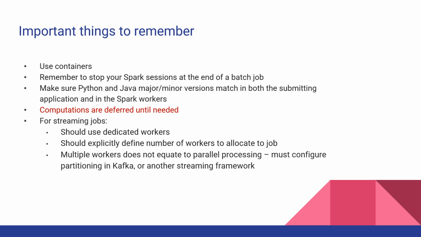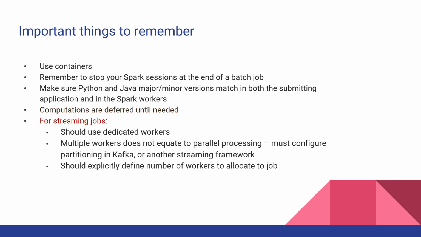They are deferred until necessary, such as printing a data frame or writing it out to a database, file system, or a streaming service. For streaming jobs, you should use dedicated workers for long-running streaming jobs, or batch jobs will have a tough time getting execution time. Adding multiple workers to a streaming job does not guarantee parallel processing. The streaming topic needs to be correctly partitioned, or you will end up with idle workers that could be taking resources away from other jobs.